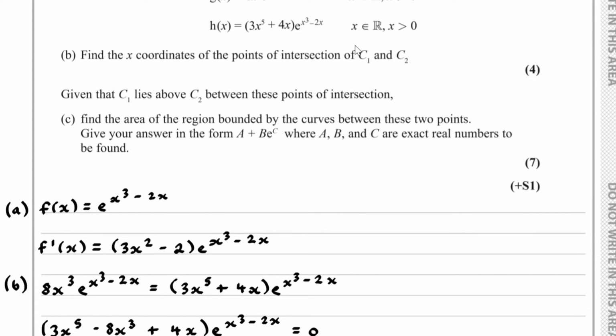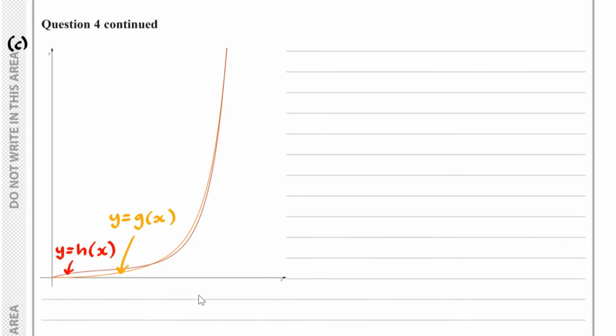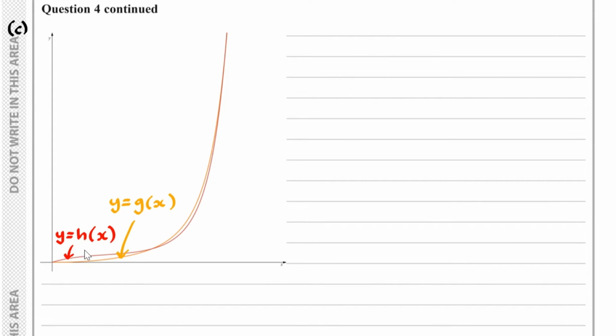For part C of the question, given that C1 lies above C2 between these points of intersection, we have to find the area of the region bounded by the curves between these 2 points, and we have to give our answer in the form a plus b e to the c, where a, b and c are exact real numbers to be found. Well, here is a sketch of what's going on. We've got h of x and we've got g of x, and between the 2 points of intersection we see that g of x is above h of x. And what we need to do is find out the area between the 2 points of intersection. The area is shown shaded.